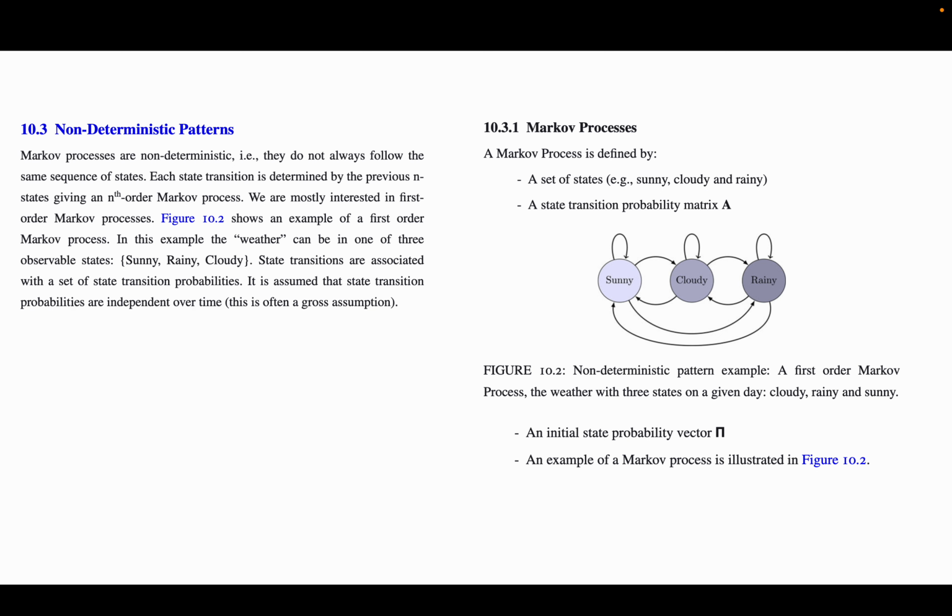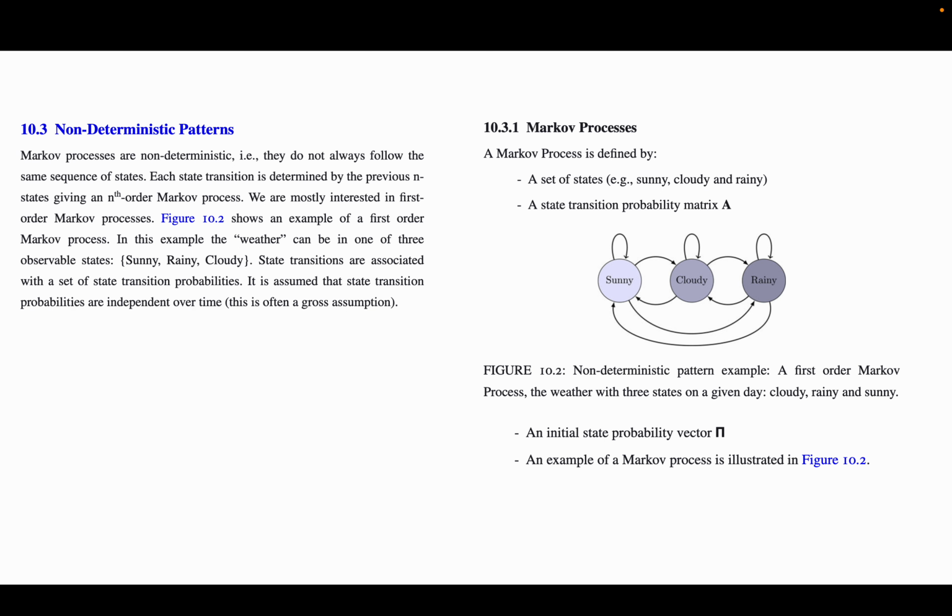And so what you have to have is an initial state probability vector pi. What that will tell you is the probability that we started sunny. And then you have to have what the states are, and the initial states, and you have to have the probability of each of these transitions.